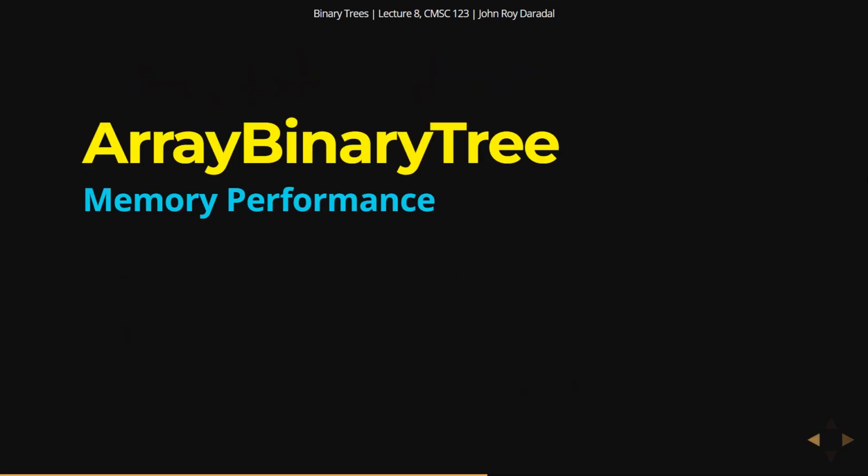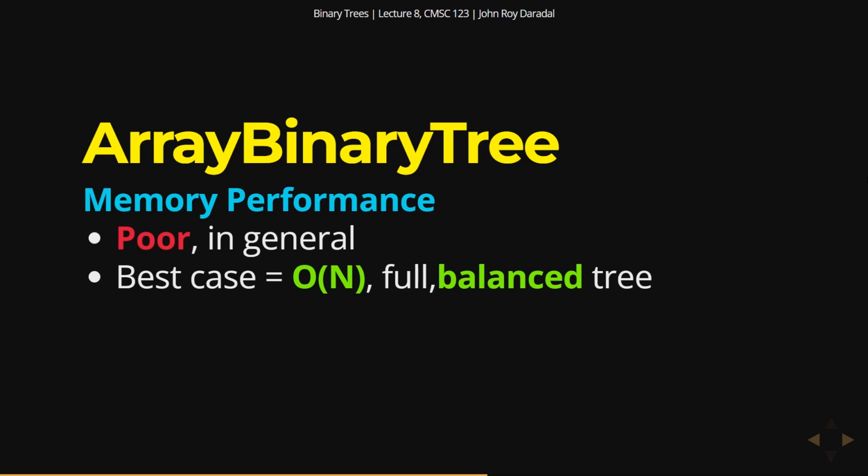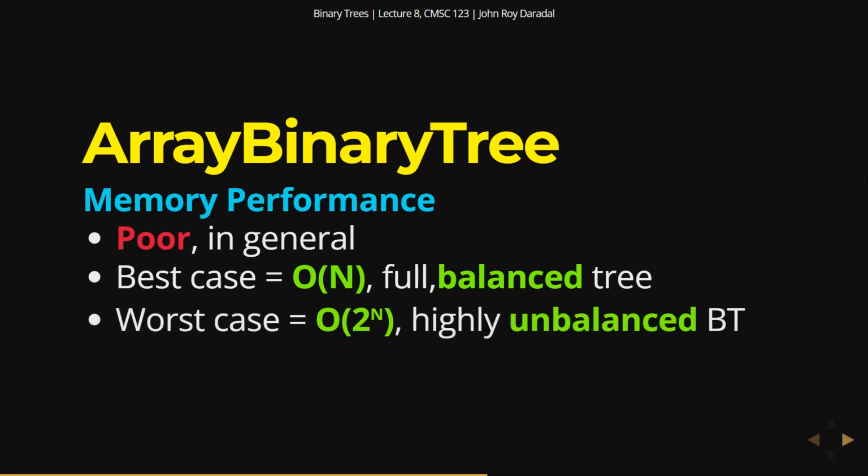Okay, so for the memory performance, it's poor in general because you don't know what the structure of the binary tree is in advance. If you are lucky and you get a full balanced tree, then that is the best case. You get O of n memory because you basically have a full array also. But at the worst case, you could have an exponential amount of memory if you have a highly unbalanced binary tree. So this is bad. That is the disadvantage for array binary tree.